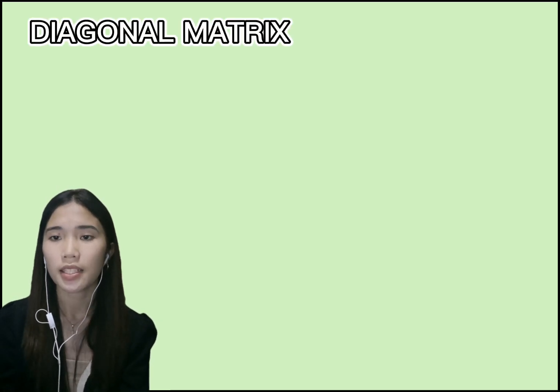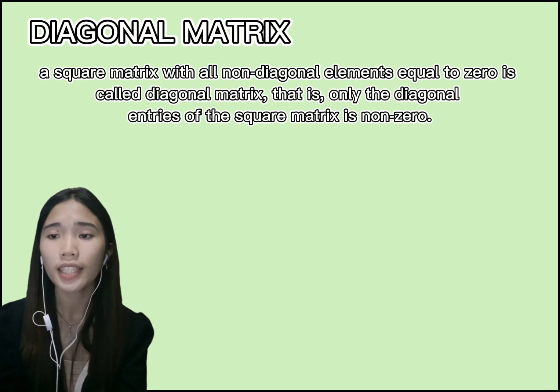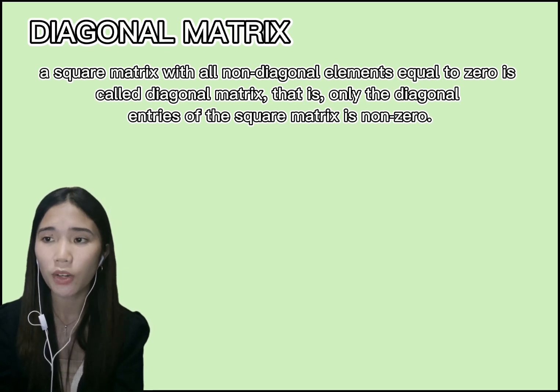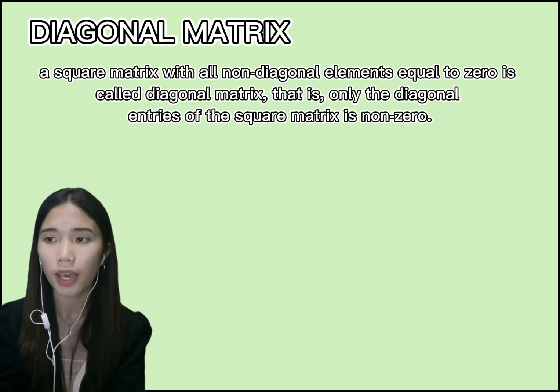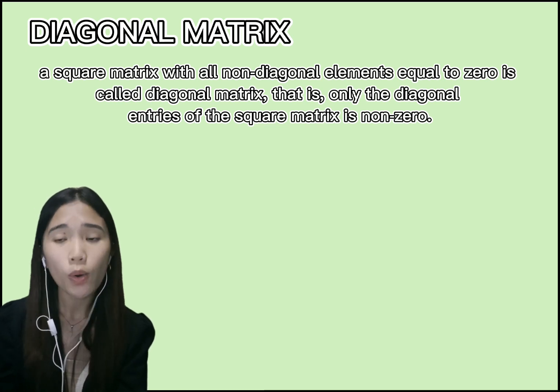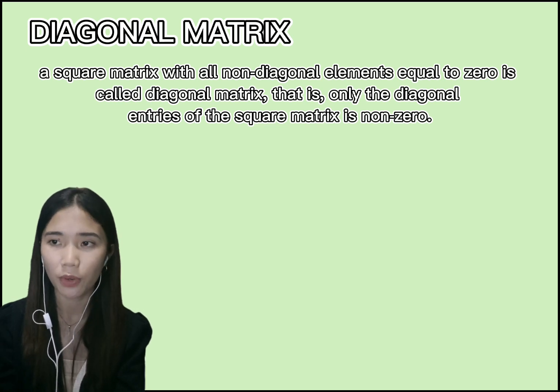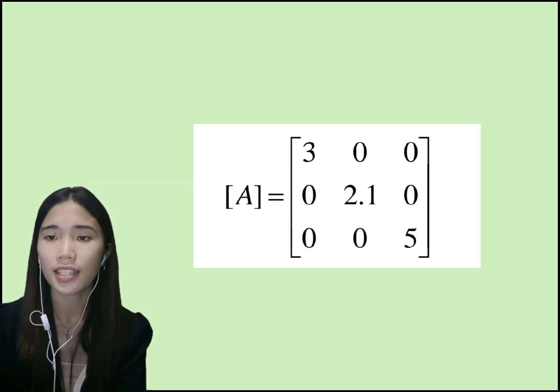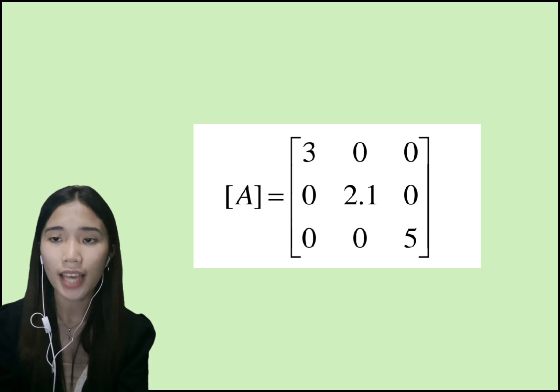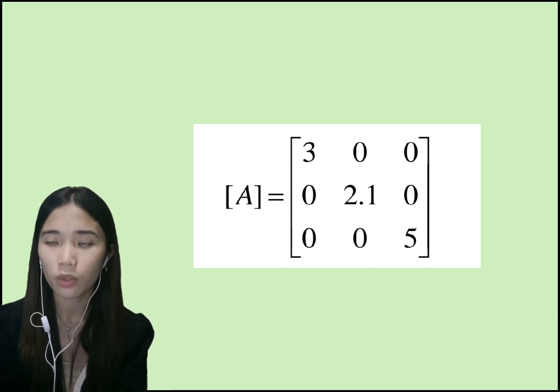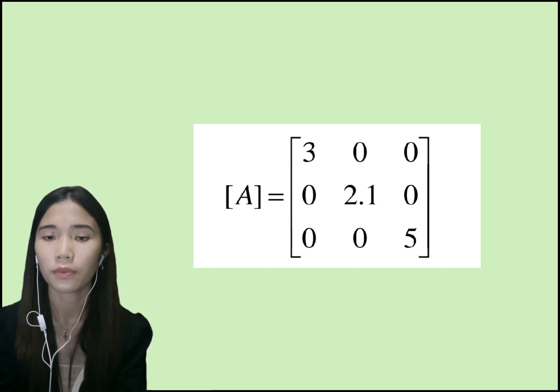Next type is the diagonal matrix. A square matrix with all non-diagonal elements equal to 0 is called a diagonal matrix. That is, only the diagonal entries of the square matrix can be non-zero. So this is the example of a diagonal matrix. As you can see, the diagonal has the only non-zero values.